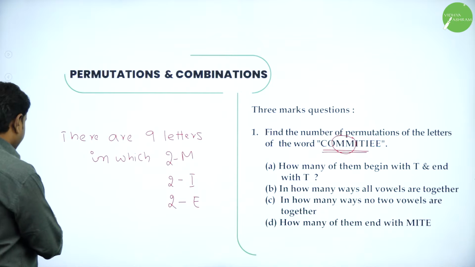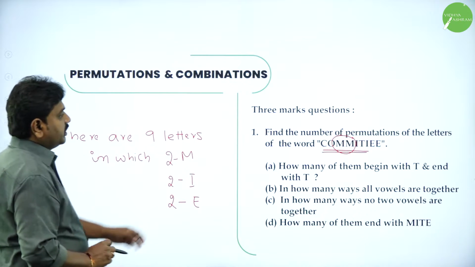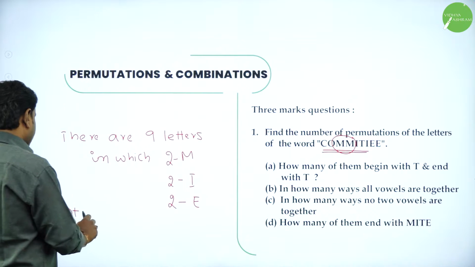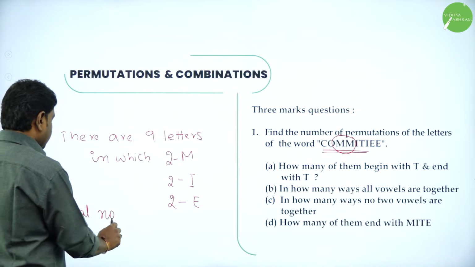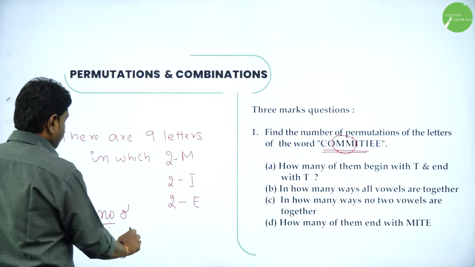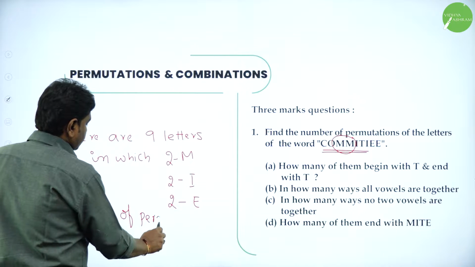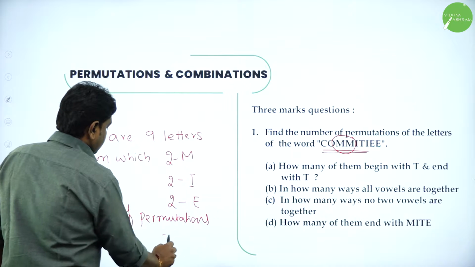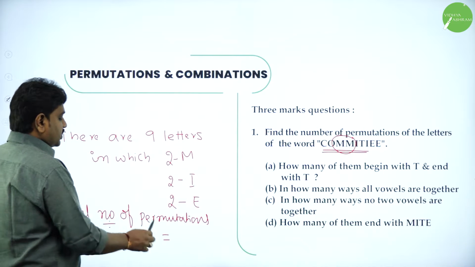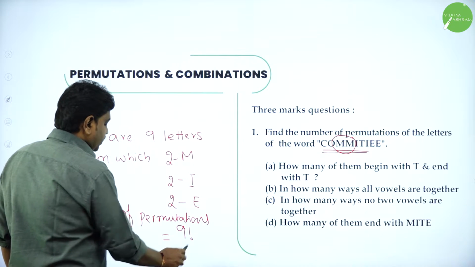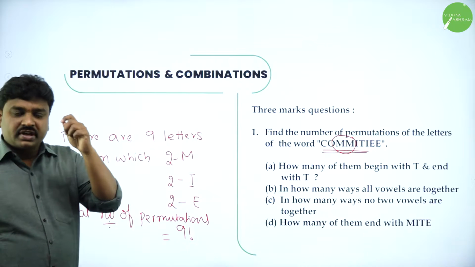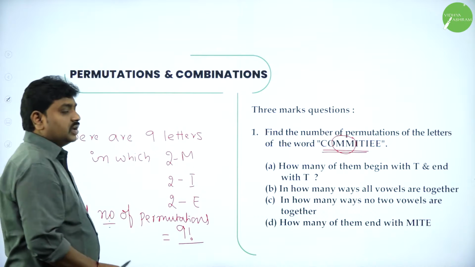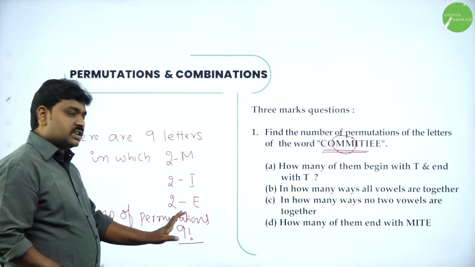So therefore, find the number of permutations. Means the first question answer is total number of arrangements, or total number of permutations, is equal to total. How many letters are there? 9 letters. So 9 factorial ways. If there are n letters, you can arrange them in n factorial ways. There are 9 letters, you can arrange them with 9 factorial. If no letter is repeated, answer is 9 factorial.